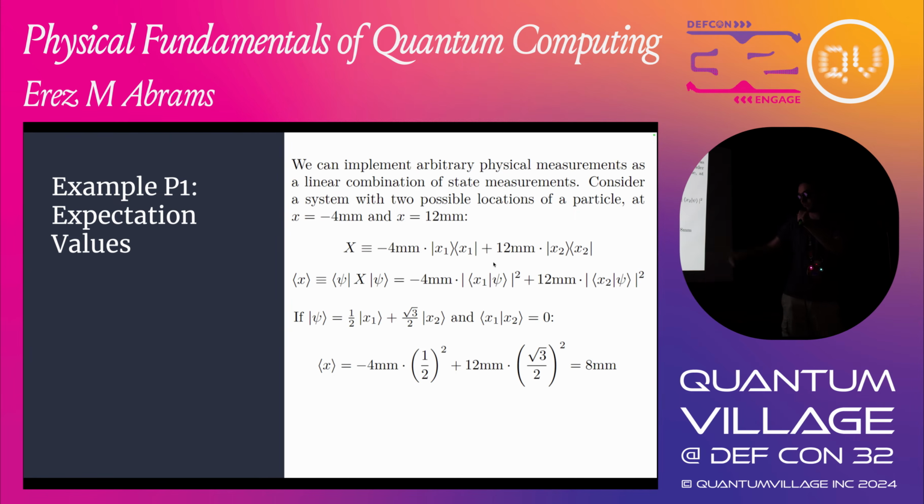Then we can get that expectation value of x by just writing out this, doing that inner product, and we get 8 millimeters, which is reasonable, right? If you have a 75% chance of being in x2, the 12 millimeters, the math works out, assuming I didn't mess it up.